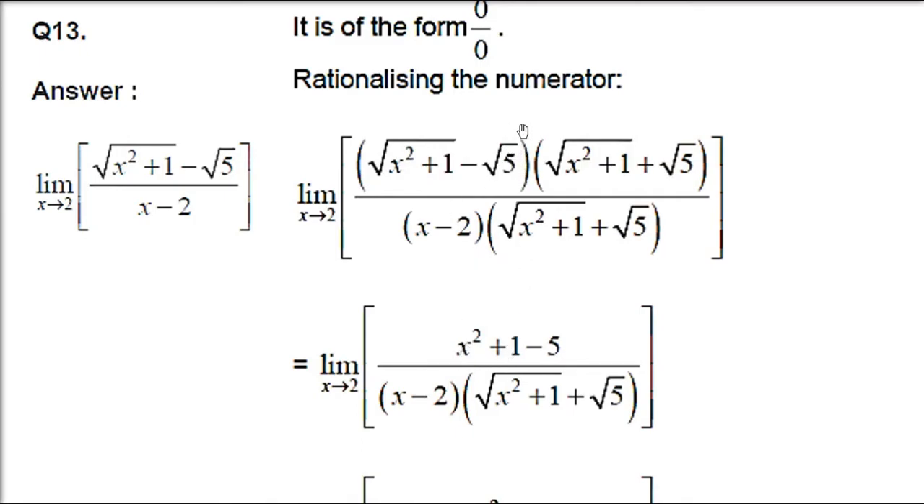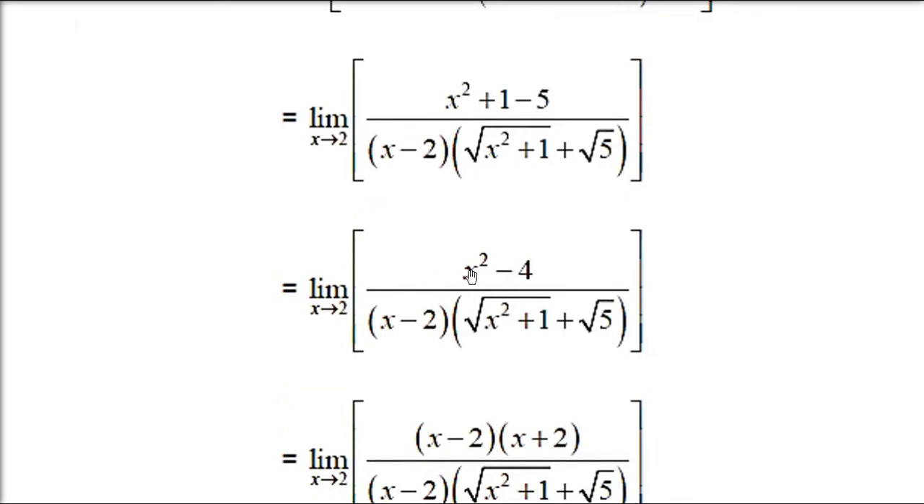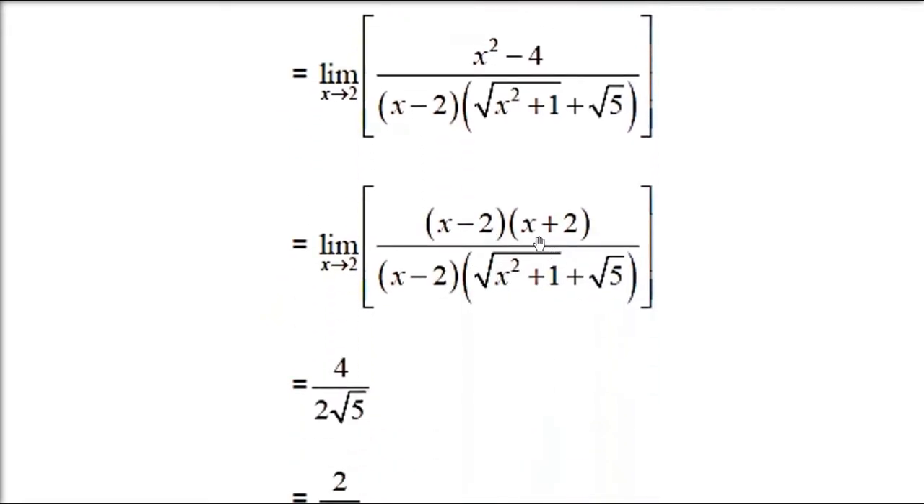So a square minus b square is under root x square plus 1 squared, which is x square plus 1, and minus 5 because under root 5 squared will be 5. And x square plus 1 minus 5 is x square minus 4. So x square minus 4 can be written as x minus 2, x plus 2. So x minus 2 and x minus 2 get cancelled. This is x plus 2 by under root x square plus 1 plus under root 5.